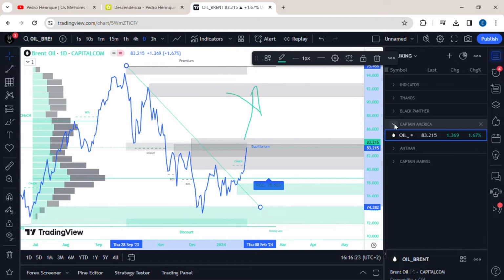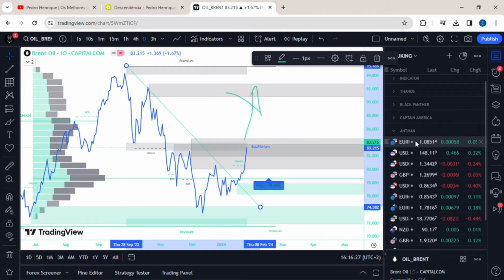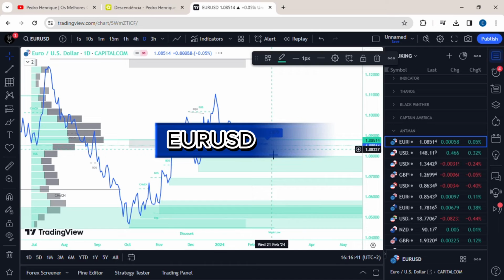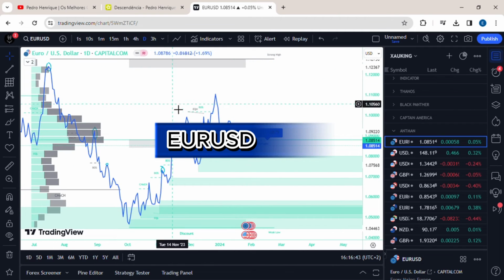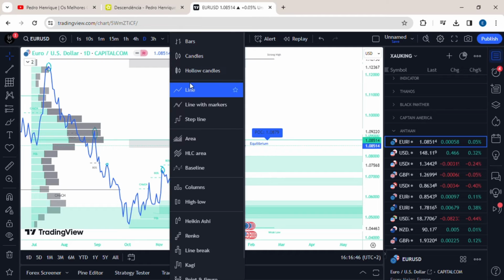Let me go to Ant-Man. So basically Ant-Man are all the currency pairs. I don't really trade currency pairs, but I do watch them at times. My favorites are the USDJPY, the Euro NZD, and the EURUSD. But let's look at EURUSD for today and see what's going on. Looking at the daily chart, let me just put it back on to the candles.